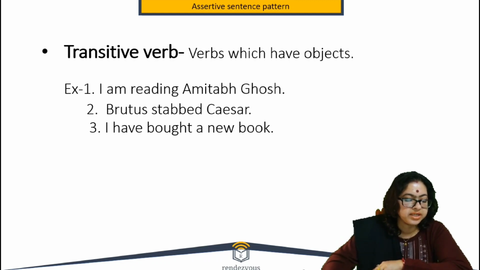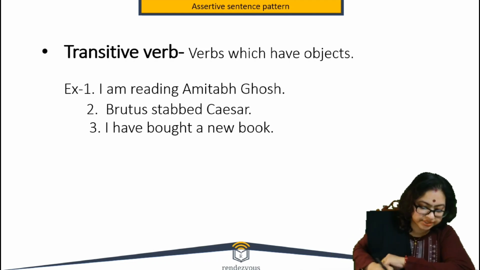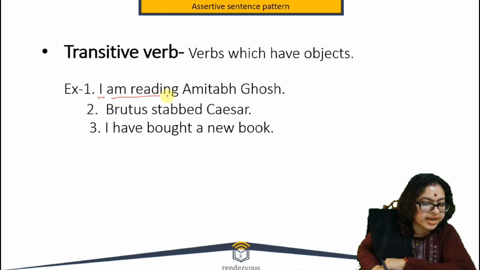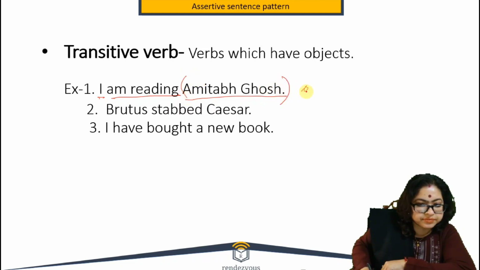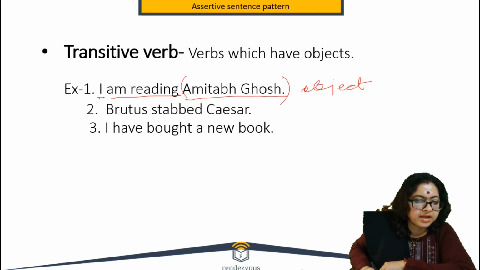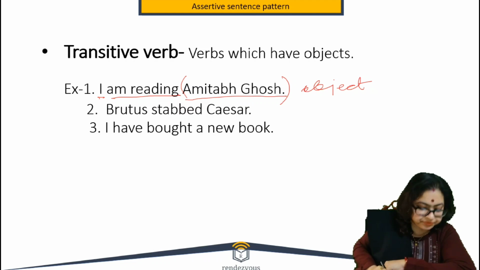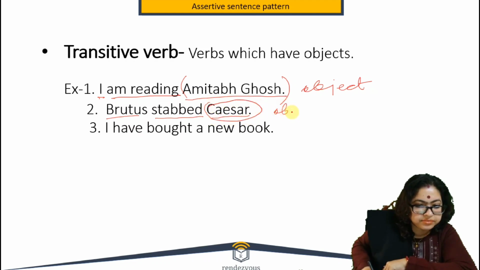For example, I am reading Amitav Ghosh. Here, I is the subject, am reading is the verb part, and Amitav Ghosh is the object. Here, Amitav Ghosh means some work of Amitav Ghosh. Example number 2. Brutus stabbed Caesar. Brutus is the subject, the verb is stabbed, and here Caesar is the object. Example number 3. I have bought a new book. I is the subject, have bought is the verb, a new book is the object part.